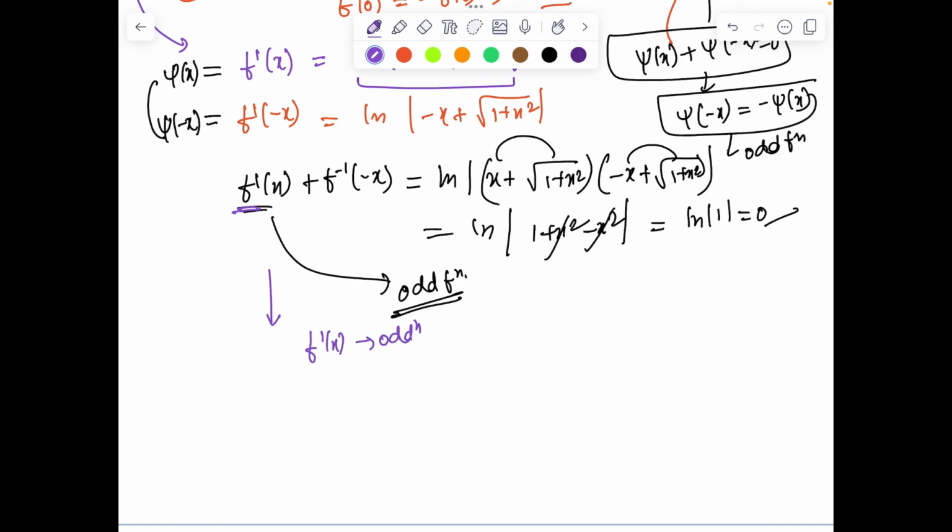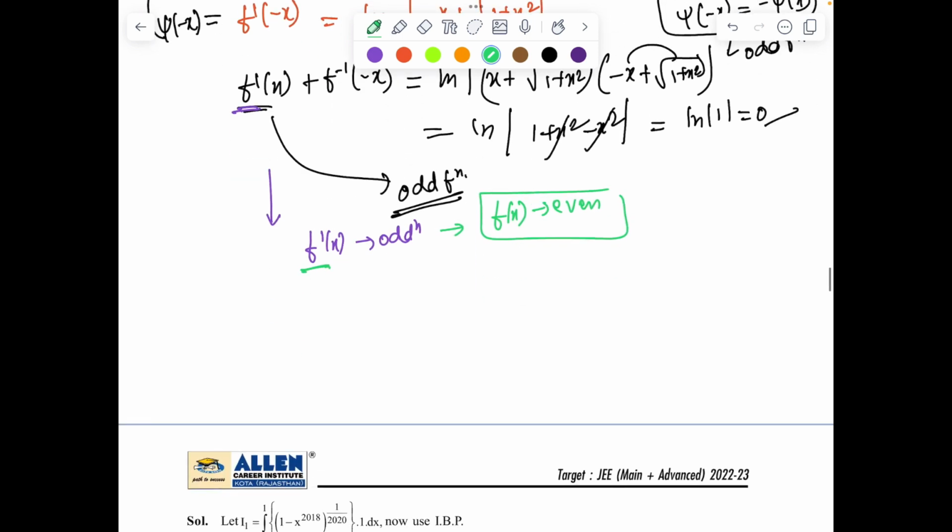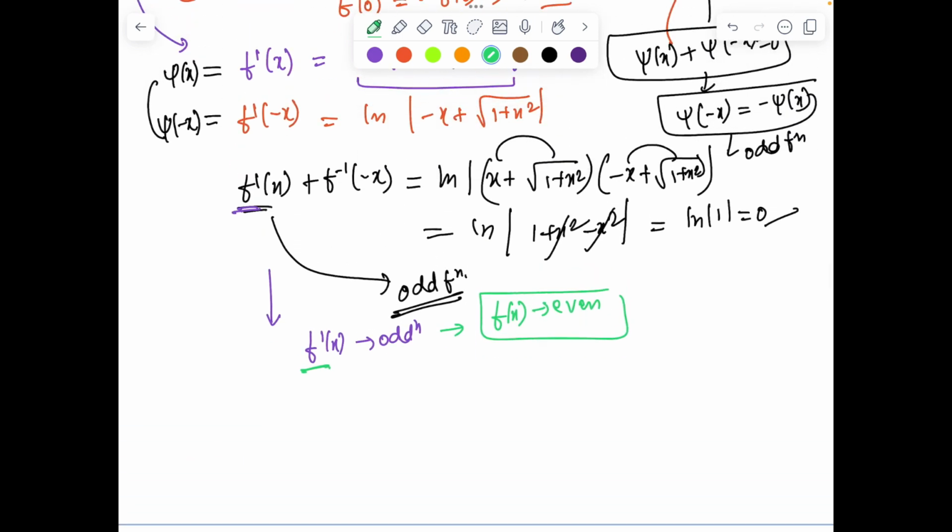So from here, can we comment anything about the behavior of f? Let's see, can we comment that f of x is an even one? So here we go. Let's try to do it. So psi of x is an odd function, and I'm interested to integrate from, let's say, 0 to t, which will give f of t. So I'm proving that f of t has to be an even function.